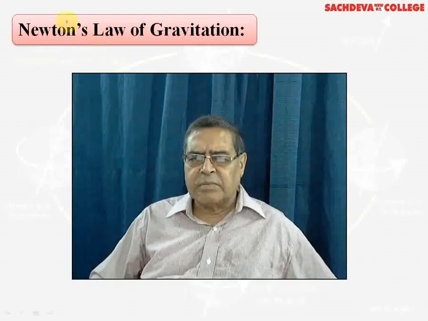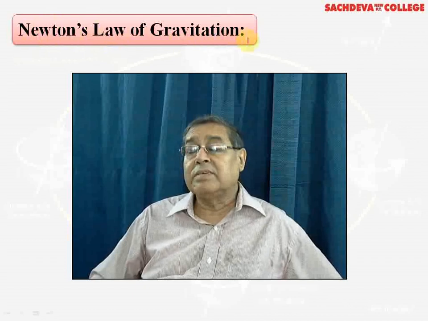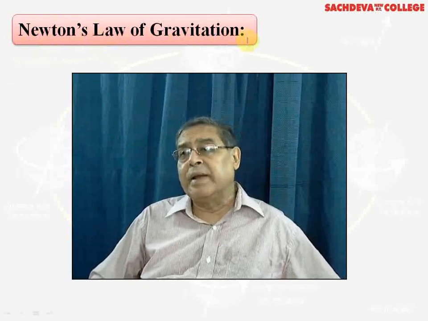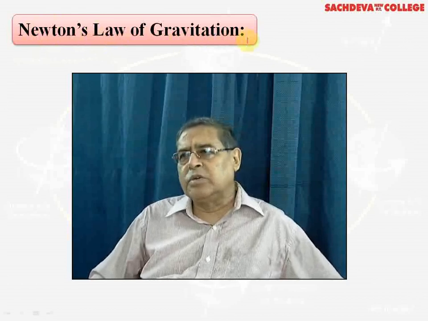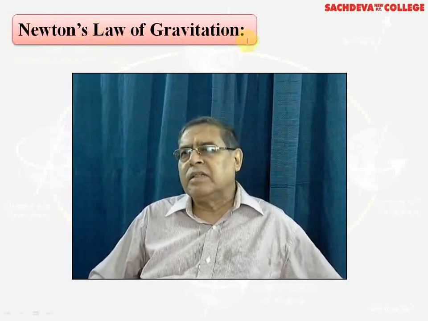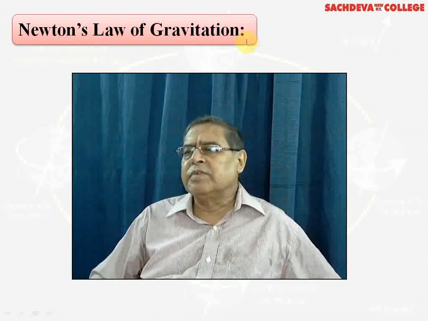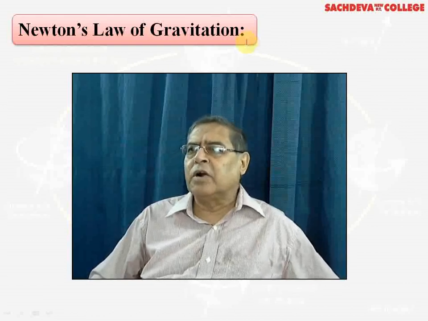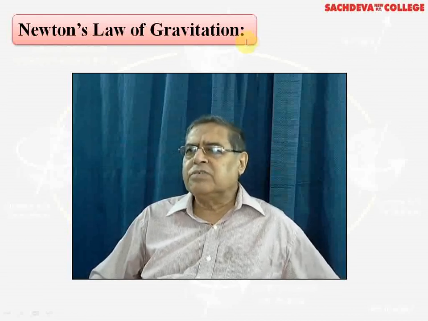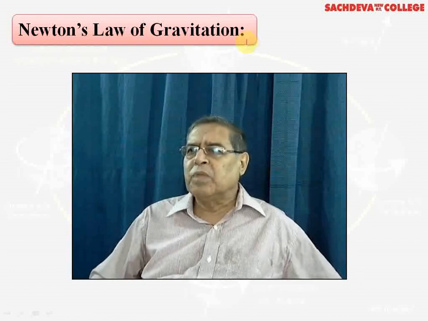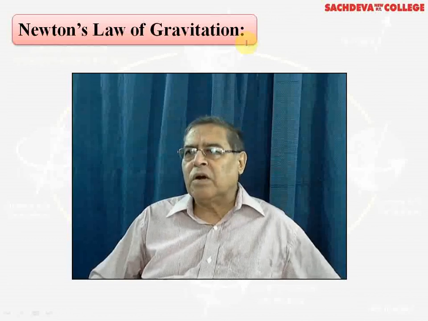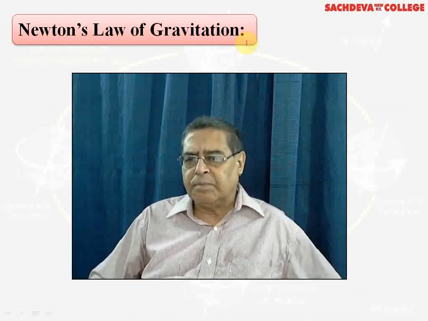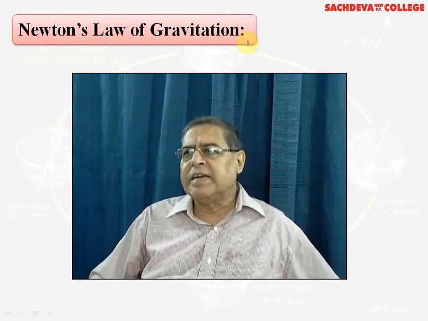So next is about the law of gravitation. As in the earlier lecture I have explained, the law of gravitation was first explained by Sir Isaac Newton. He stated that every body in this universe attracts every other body with a force which is directly proportional to the product of masses of those bodies and inversely proportional to the square of the distance between them. That is Newton's law of gravitation.